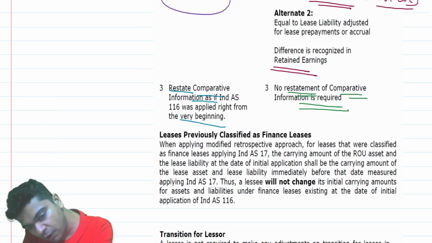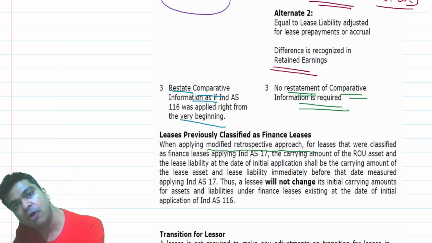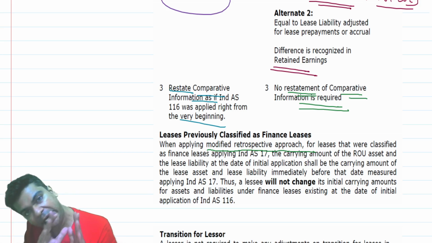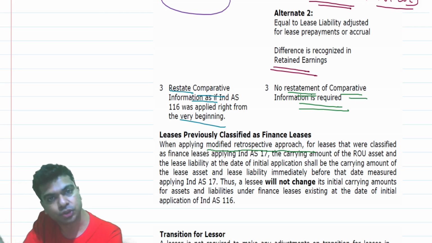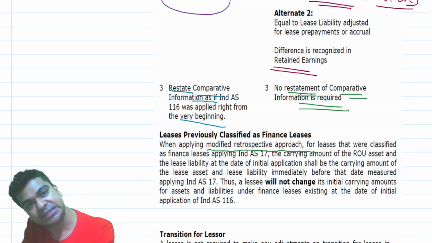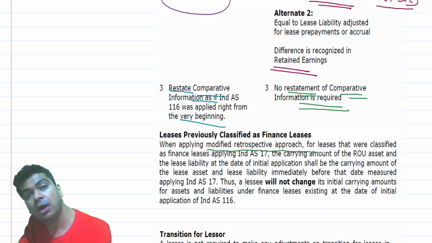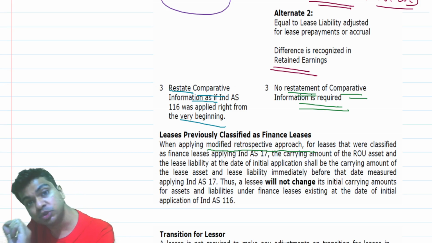But what if I go for modified retrospective approach? If you go for modified retrospective approach, then what Ind AS 116 says is, do not do any calculations. What is the amount of the lease liability? What is the amount of the asset? Consider them as the initial carrying amounts for Ind AS 116. You know, it becomes so simple.